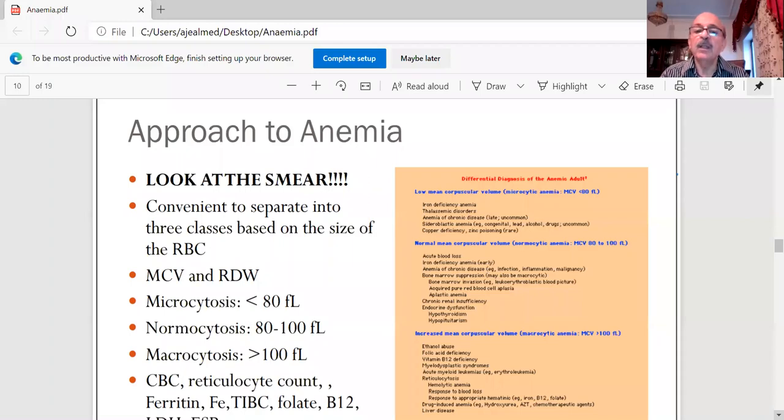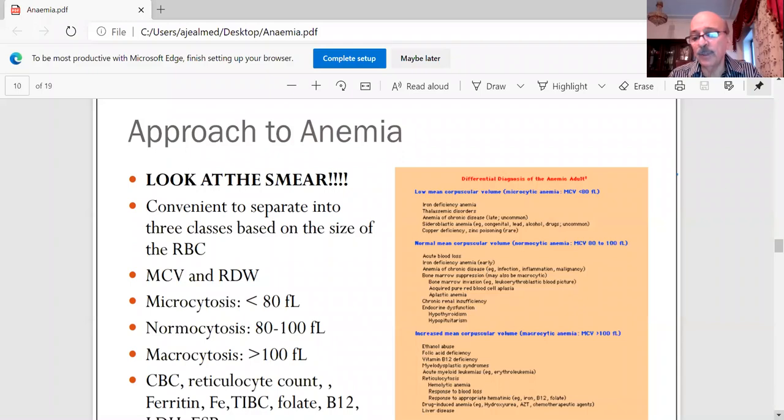Now, let's assume that the hemoglobin is low, the white cell count is normal, and the platelet count is normal. Immediately after that, I look at the MCV, the mean corpuscular volume. This can be one of three: normal, which we call normocytic, meaning normal in size; smaller in size, which we call microcytic; or bigger in size, I mean the RBC is bigger, and this is macrocytic. So familiarize yourself with these three terms: normocytic, microcytic, macrocytic. On the right side of the slide, look carefully, is the differential diagnosis of these three causes.